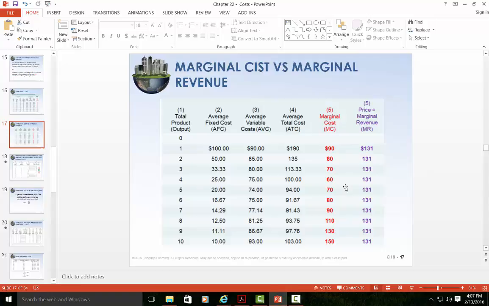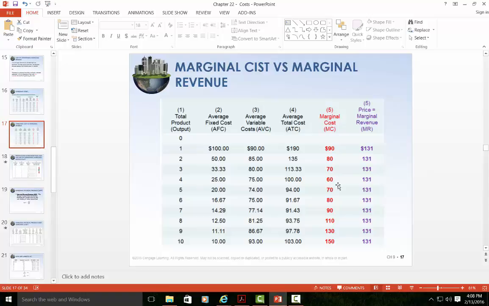Marginal revenue is how much money you are making with the production of each successive unit that you produce. So your marginal revenue here is the revenue that you get by producing an item. In this case, whatever this thing is, it costs $131. So when you make the first one, you get a revenue of $131. When you make the second one, for that second individual one, you get $131 again. So that doesn't change. But the marginal cost does change. It keeps decreasing, and then it starts increasing.